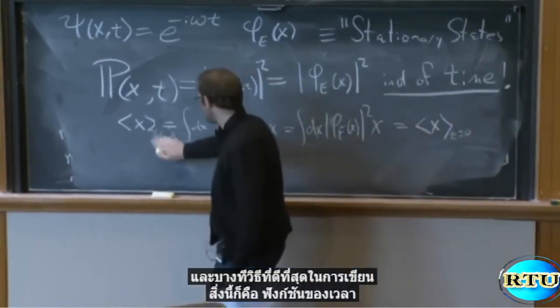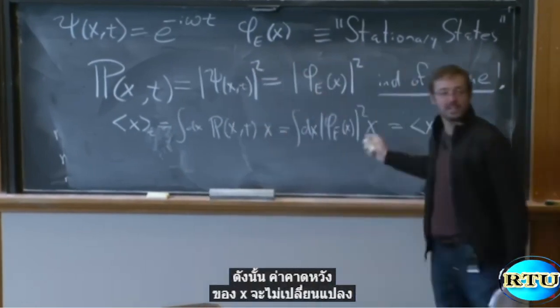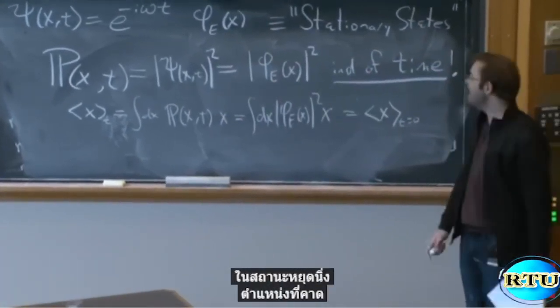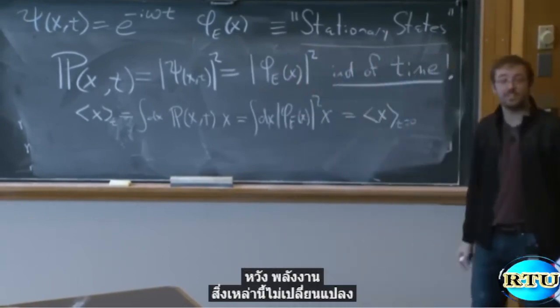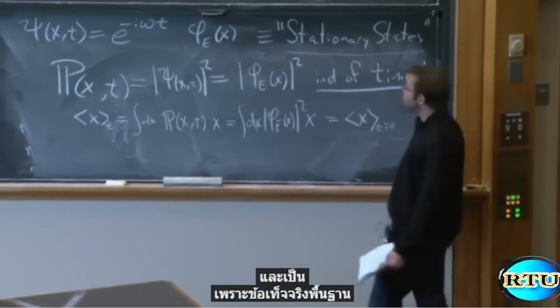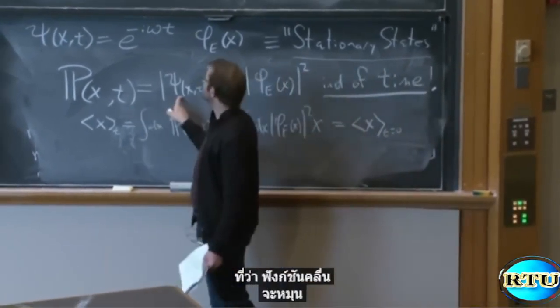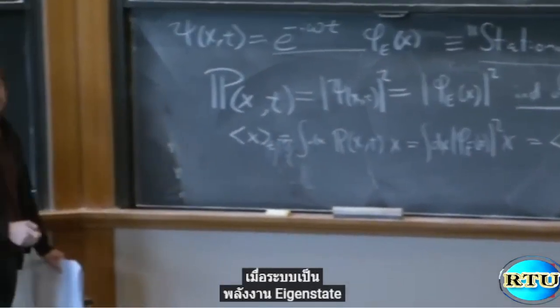And maybe the best way to write this is as a function of time. So the expectation value of x doesn't change. In a stationary state, expected positions, energy, these things don't change. Everyone cool with that? And it's because of this basic fact that the wave function only rotates by a phase under time evolution when the system is in an energy eigenstate.